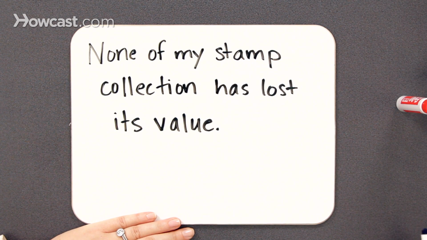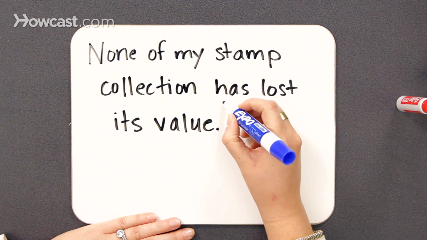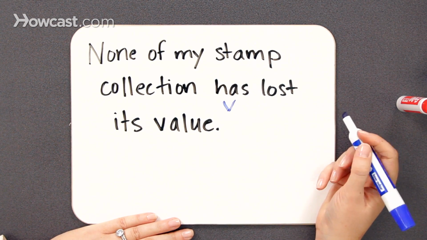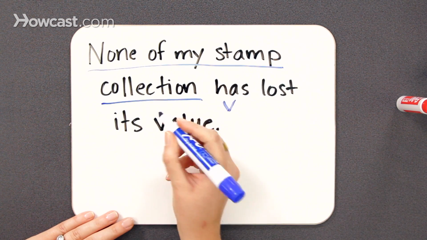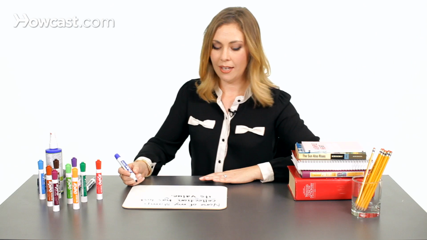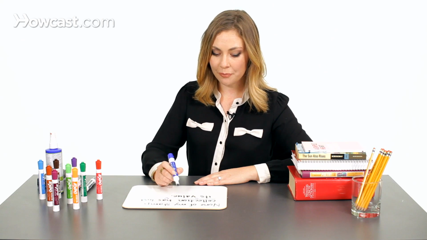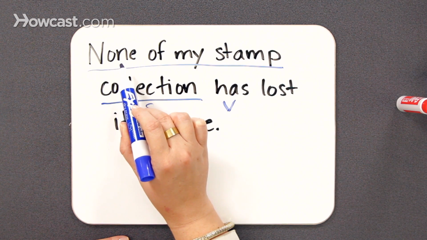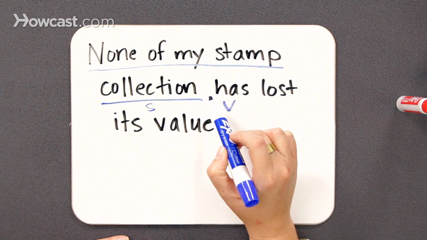In this case, the verb in our sentence is has. And the subject in our sentence is none of my stamp collection. Now we're trying to figure out if the subject is singular or plural. Well, in this case, when you see the word none and you know it swings both ways, you look at what comes next. In this case, it's stamp collection.